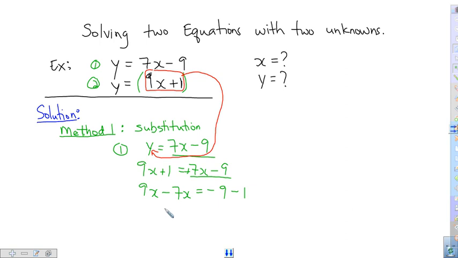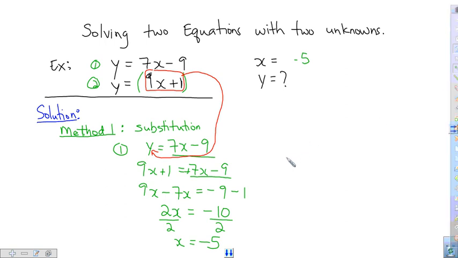Okay, now 9x minus 7x gives me 2x equals minus 9 minus 1, which gives me negative 10. And then I have to divide by 2, and I have x equal to negative 5. Okay, so we have part of our solution here. So we can actually erase the question mark. Okay, and now we need to solve for y.